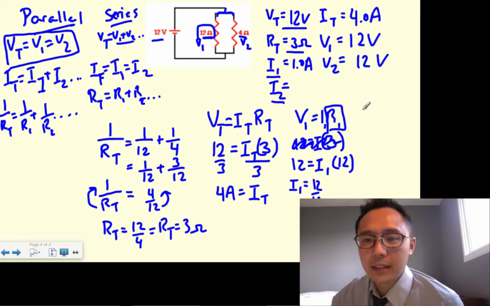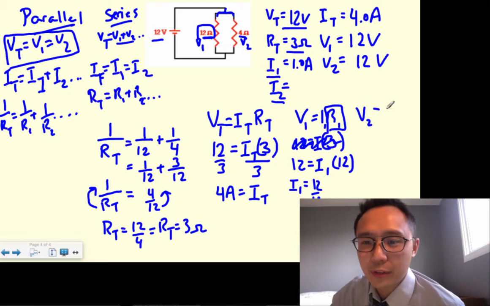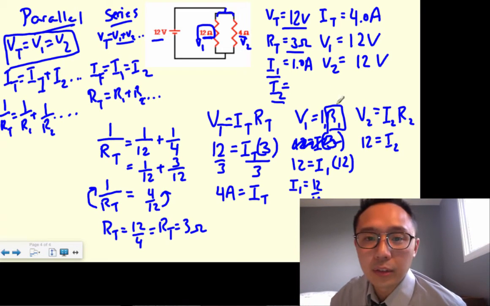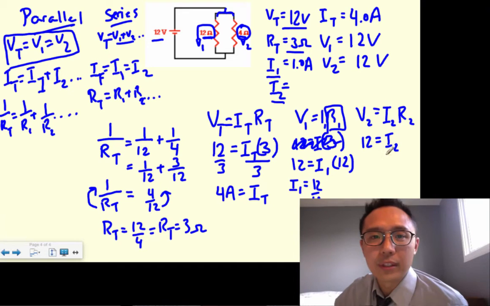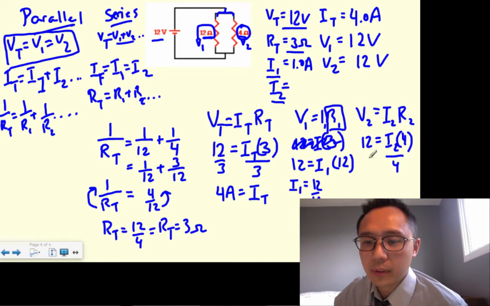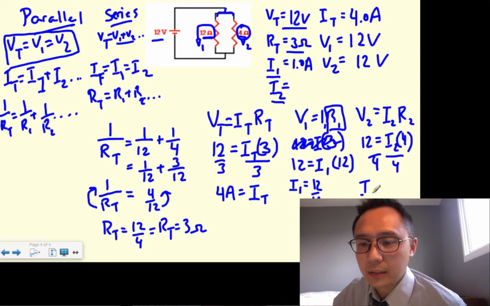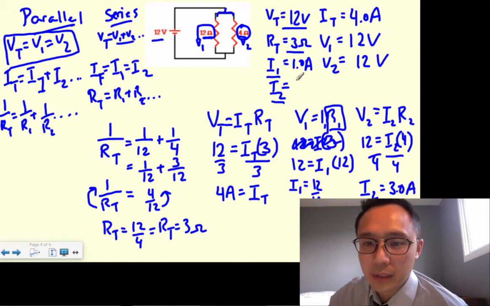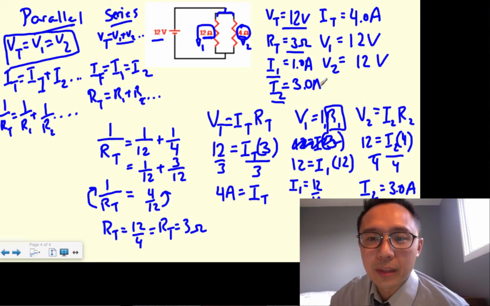And then the next one, let's finish this off before my computer crashes. R2, voltage is 12, is equal to I2, what we're trying to find. And R2, now this one is the second resistance, so that's 4, divide by 4, divide by 4, I2 is 3.0 amps. My computer is totally lagging right now because I'm ripping the other video.